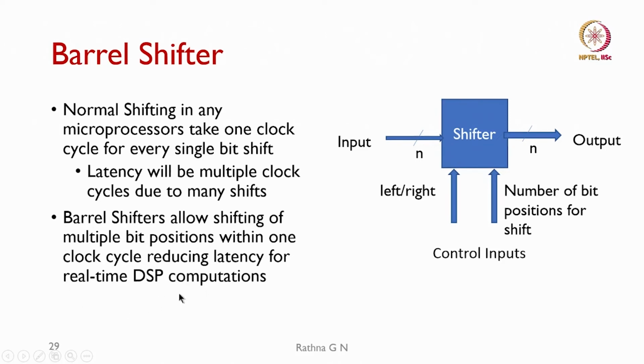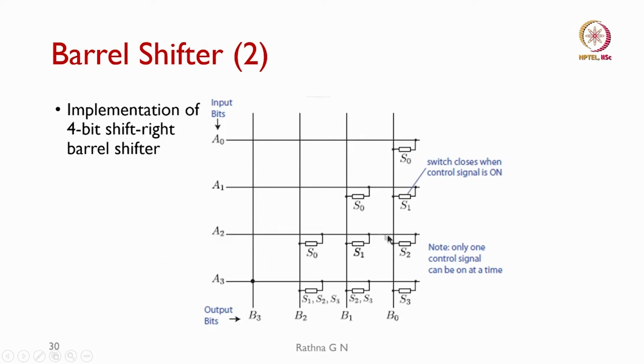real time DSP computations. So, I have a shifter here, the input is going to be n bits and the output will also maintain n bits, and we will be giving two control inputs. One is whether we want to do a shift left or shift right, and then how many bit positions I want to shift. So, we will see how the barrel shifter works.